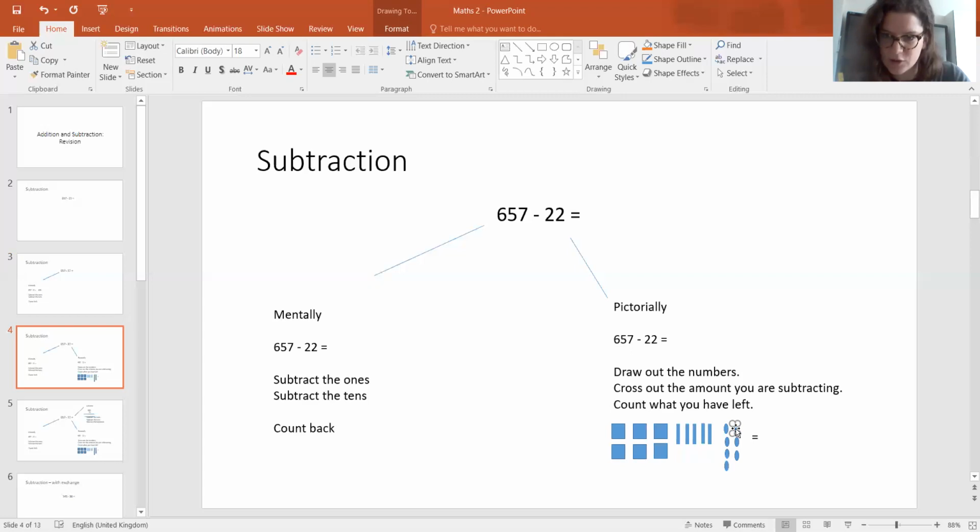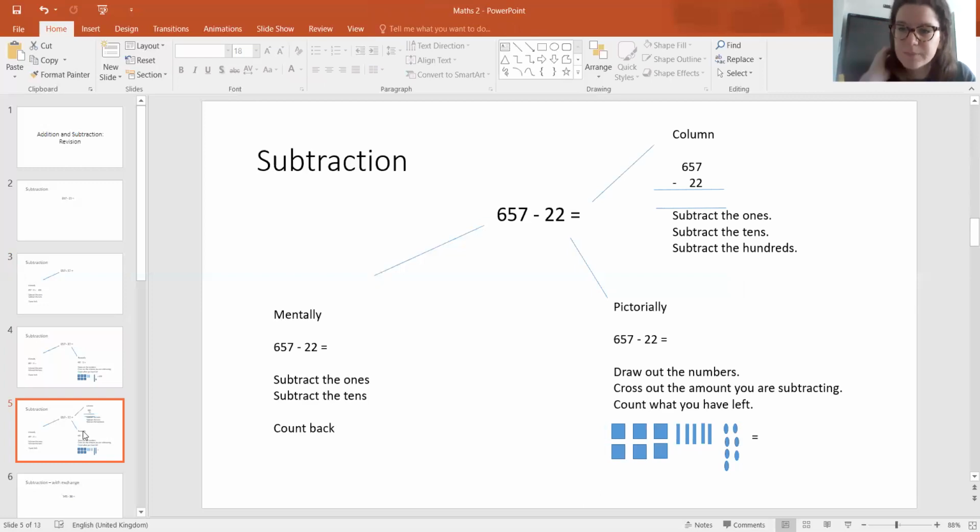So I'm going to take away 2 ones and 2 tens. Then I count what I've got left. So I've still got my 600 squares. I've got 3 ten sticks, and I've got 1, 2, 3, 4, 5 ones counters. So my answer there is 635.